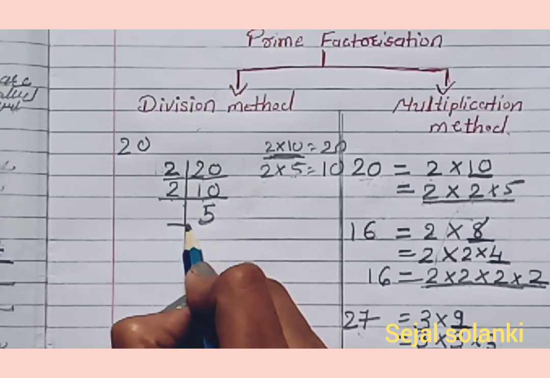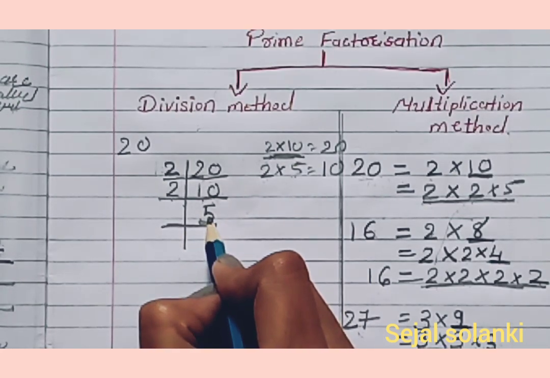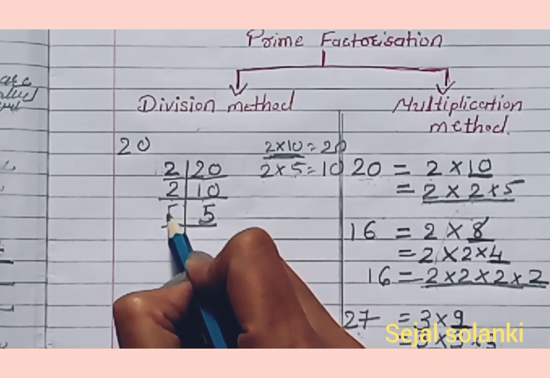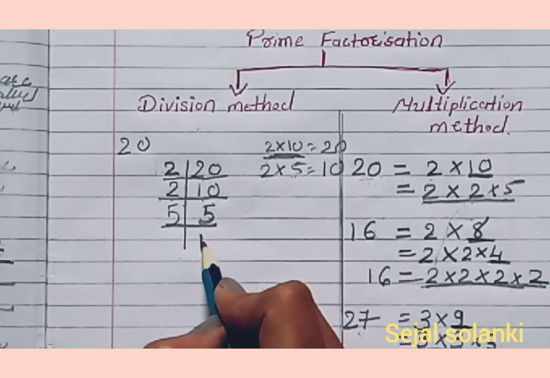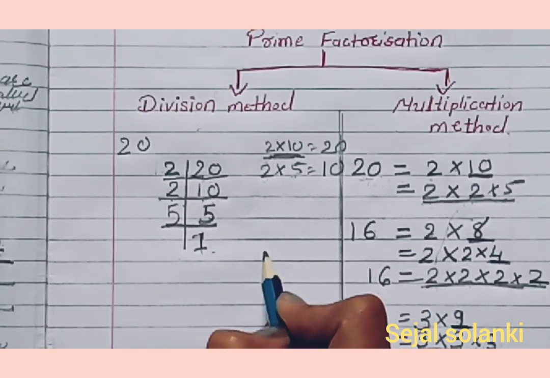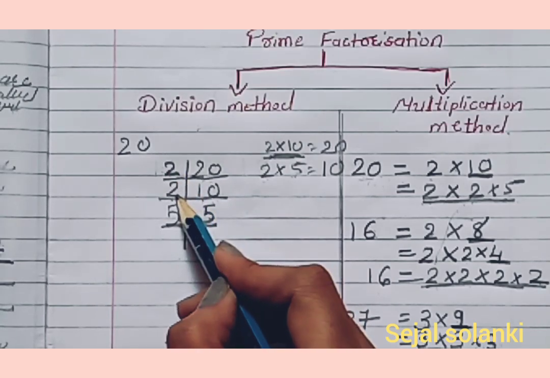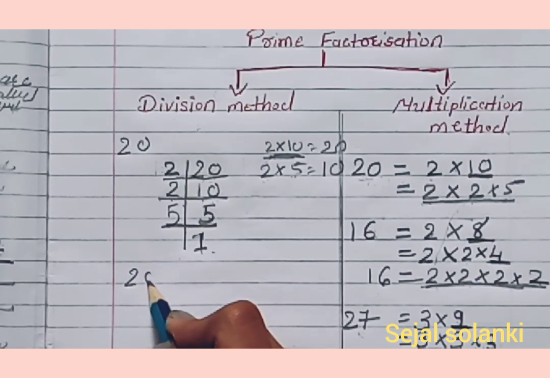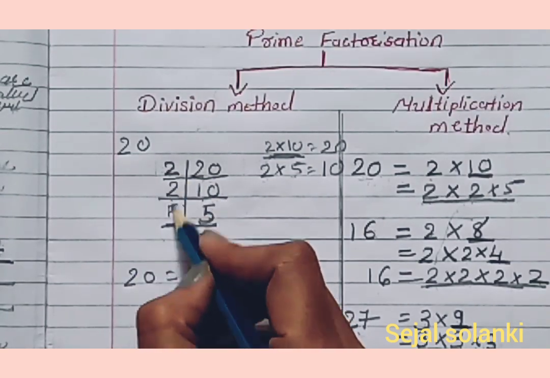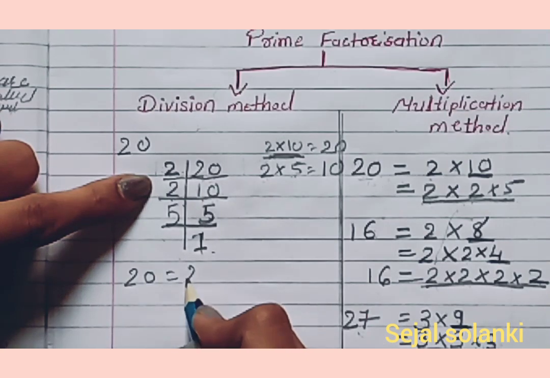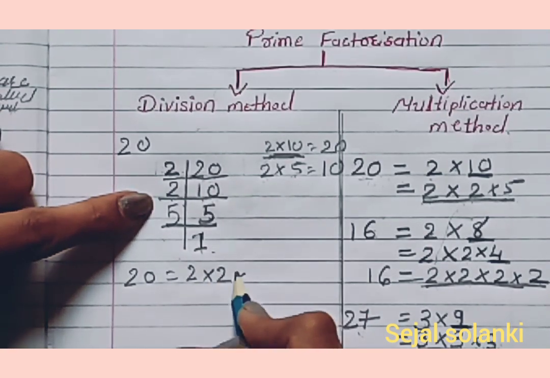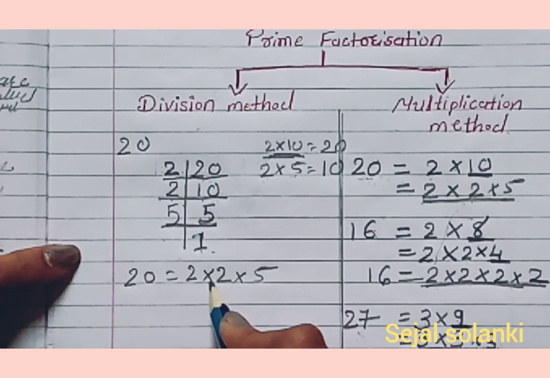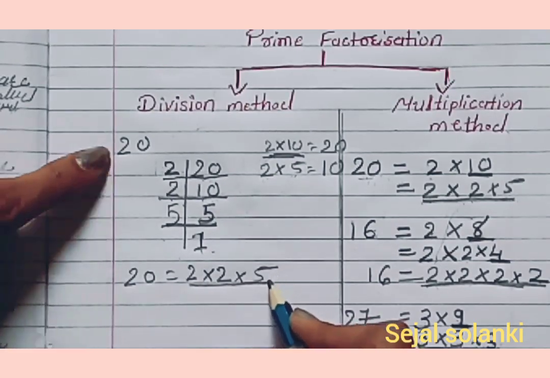Okay, now we will draw a line. Now 5 is a prime number. When we reach a prime number, at that time we will stop. Now 5 1s are 5. At last, 1 must come. So 2 into 2 is 4, into 5 is 20. We got the answer. And how to write the prime factors? 20 is equal to 2 multiply by 2 multiply by 5. So these are the prime factors of 20.